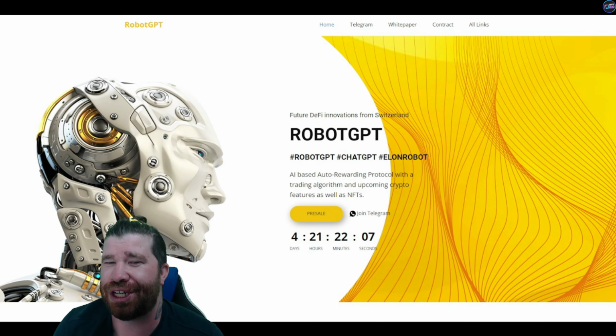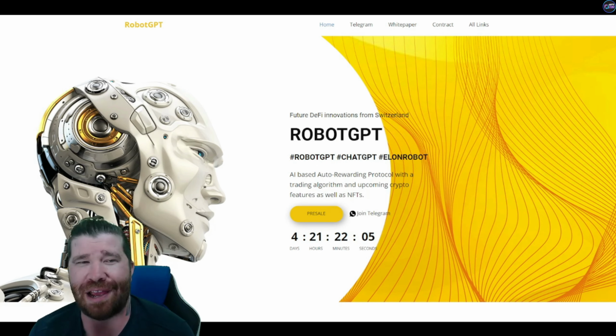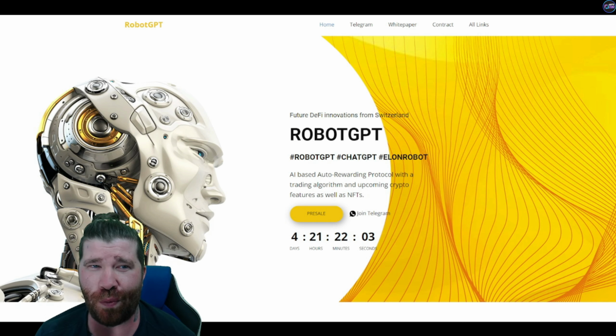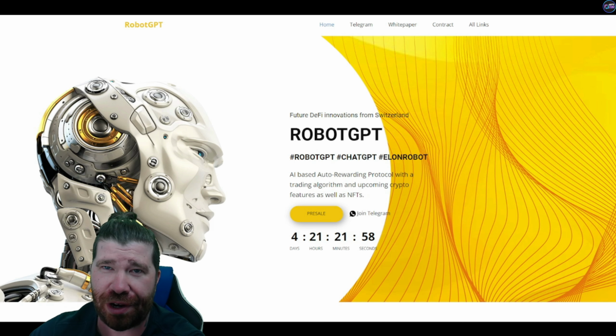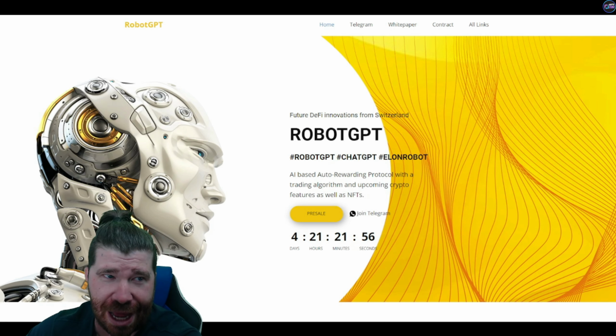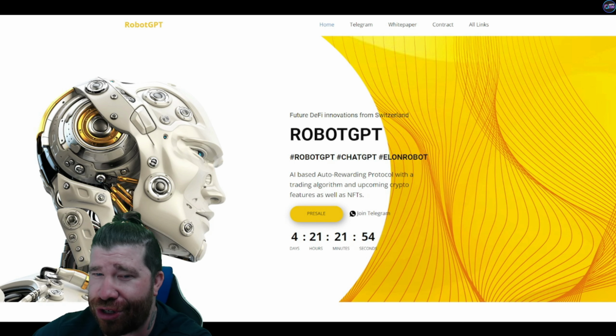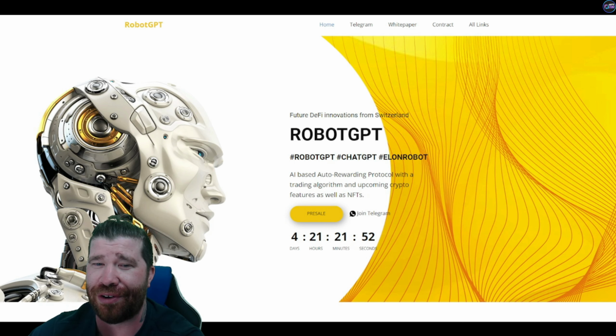Alrighty, so ladies and gentlemen, as stated, we are going to be diving down into what is known as RobotGPT. And I want to let you guys know that they do have a massive fair launch, which is about to happen. So this means that you don't want to miss out on this. You don't want to miss out on the hype.